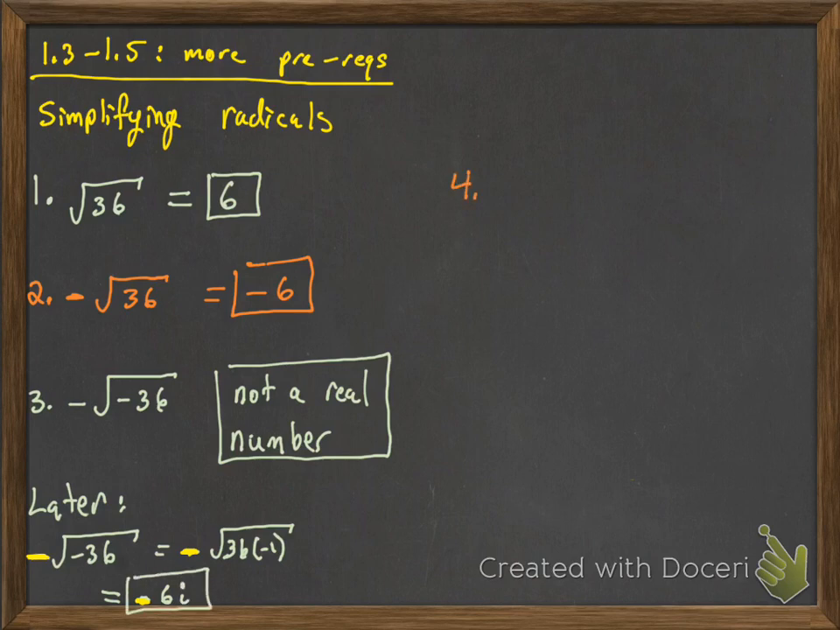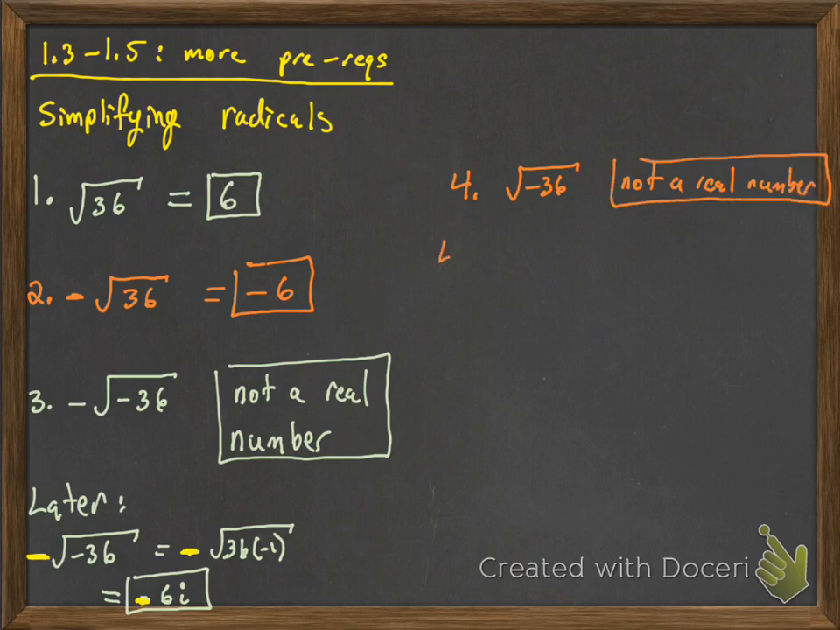Okay. So let's look at another one. Let's just do the square root of negative 36. Now, at the beginning of the class, we're just going to say that's not a real number, but later on, we'll go ahead and do essentially the same thing we did in problem number 3. The only difference is this one doesn't have a minus sign in front of the square root. So we'll just get 6i for this one. Later on, we'll say, okay, well, the square root of negative 36, that's the same thing as the square root of 36 times negative 1, and that's going to give us 6i. So that'll be a little bit more important later on.